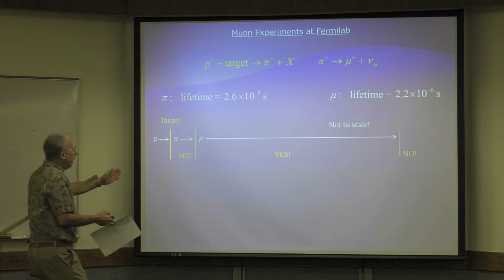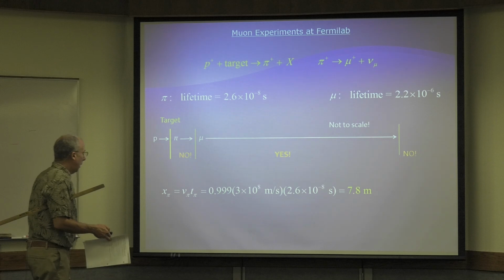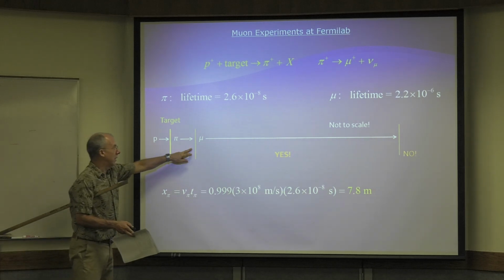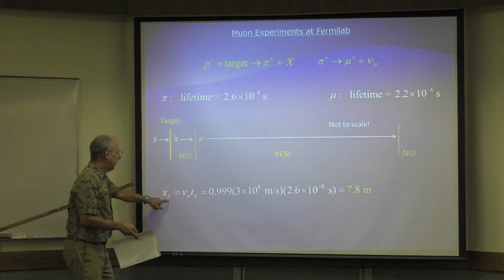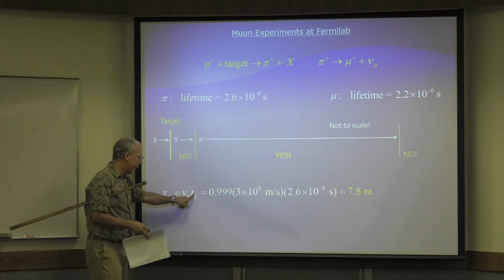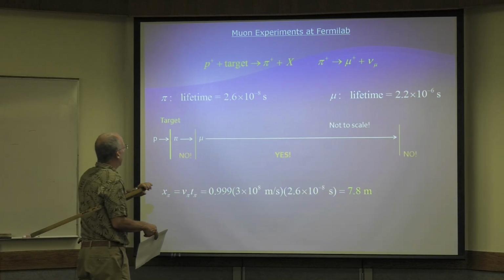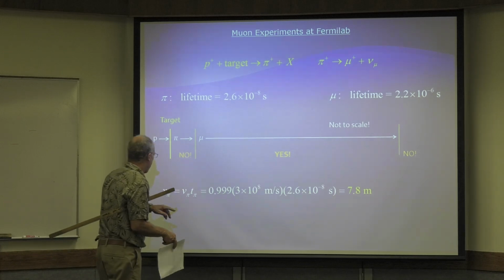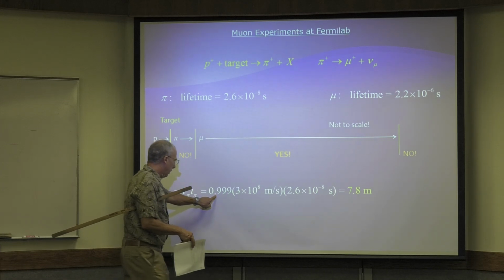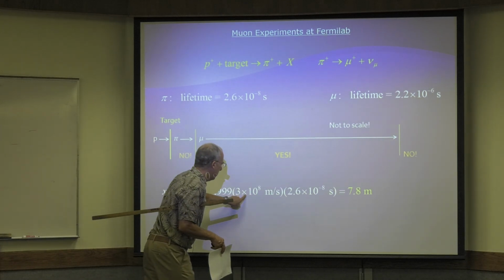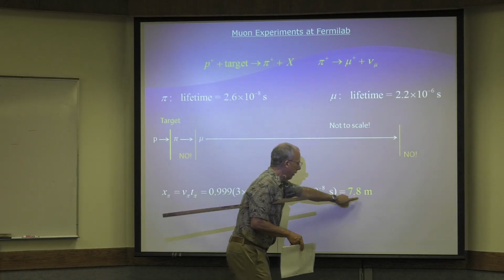Now, you have to figure out these distances, right? You have to figure them out to decide where you're going to put your building. So you want to know how far this is, so you don't build your building here. The distance for the pion is the speed of the pion times the time of the pion. The speed is 0.999 of the speed of light, going 99.9% of the speed of light. Then the time is this, and you get 7.8 meters.